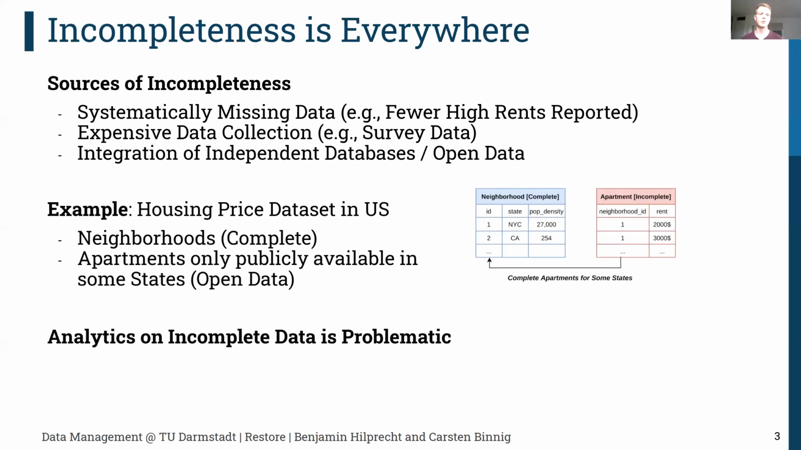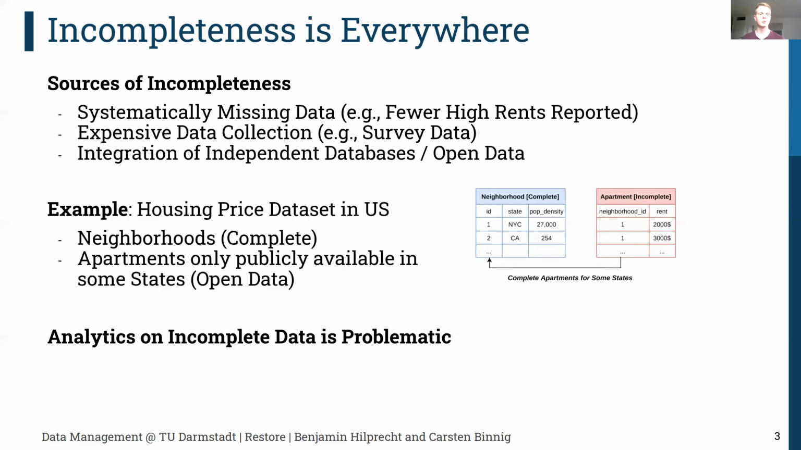In this example, we are facing a housing price data set in the US. We first have a neighborhoods table with state and population density, and that is complete. This can easily be obtained for the US. But if you want to gather apartments, this information might only publicly be available in some states due to open data. That means if you just collect the publicly available information, your data is partially incomplete. There are few apartments tuples missing for some of your states, and thus you have an incomplete data set.